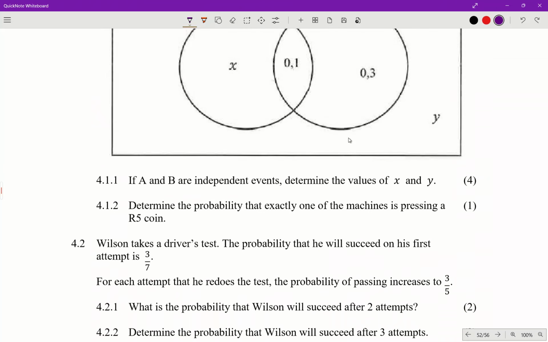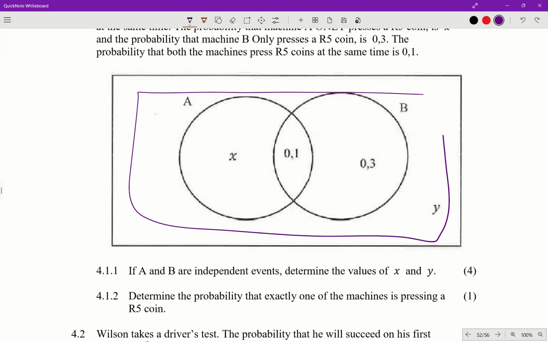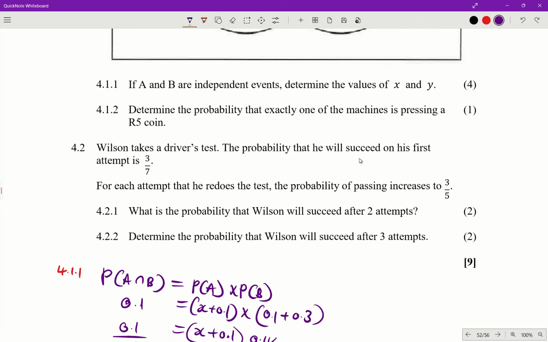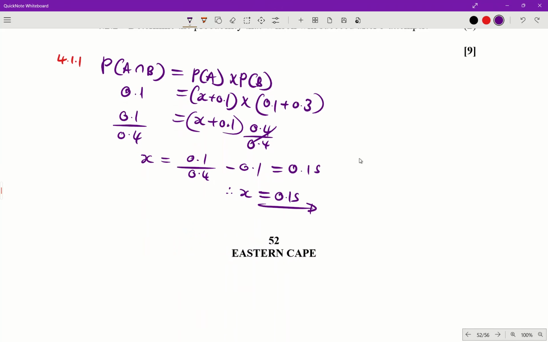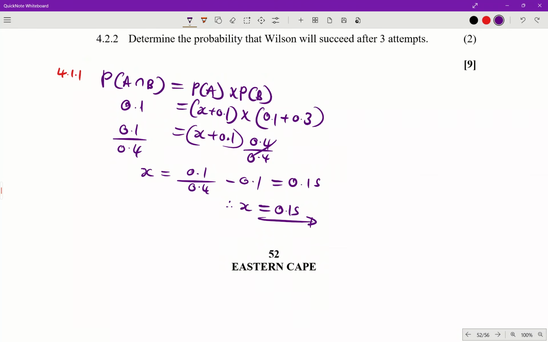So now we have to also find the Y there. Remember, to find the Y, we simply do what? Everything within this has to give us 1. That's the probability. No? When you sum everything in probability, it has to give you 1. Yes? So you're just gonna say, okay, let's do this.